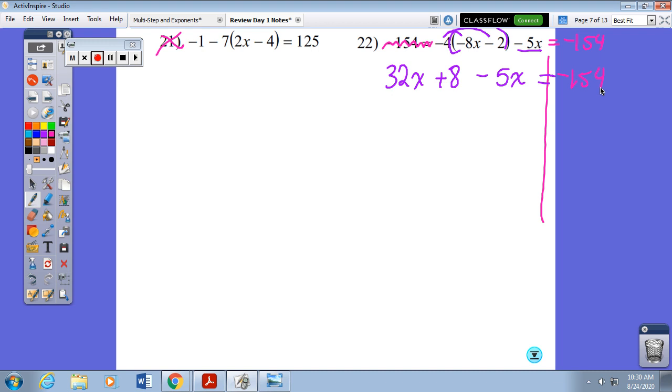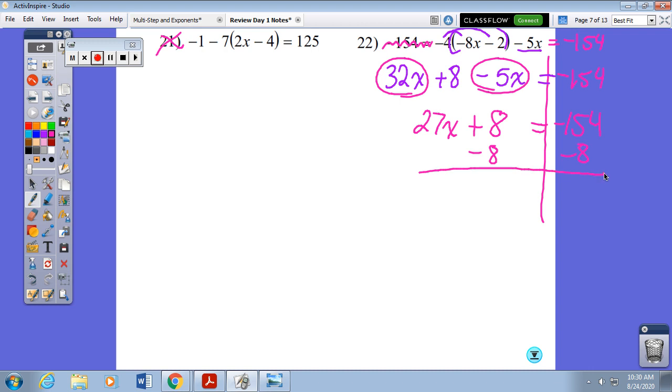Okay. Now combine like terms. So right now I have 27x plus 8 equals negative 154. Subtract 8 from both sides. These cancel. They become 0. 27x equals negative 162. Divide, because we're multiplying here, divide both sides by 27. So x is equal to negative 6.